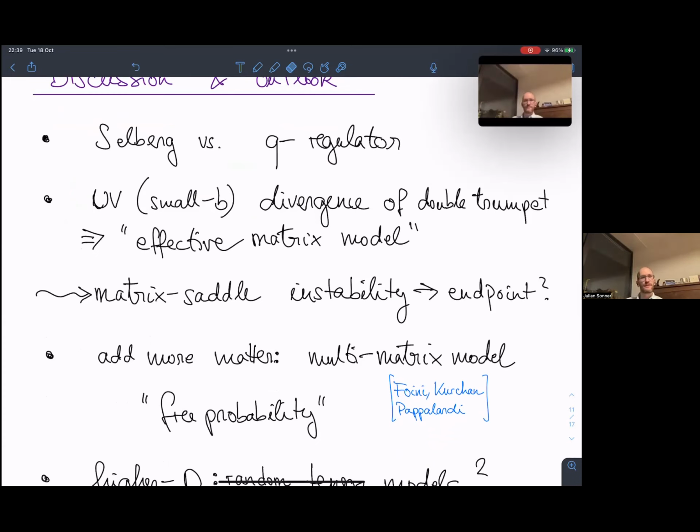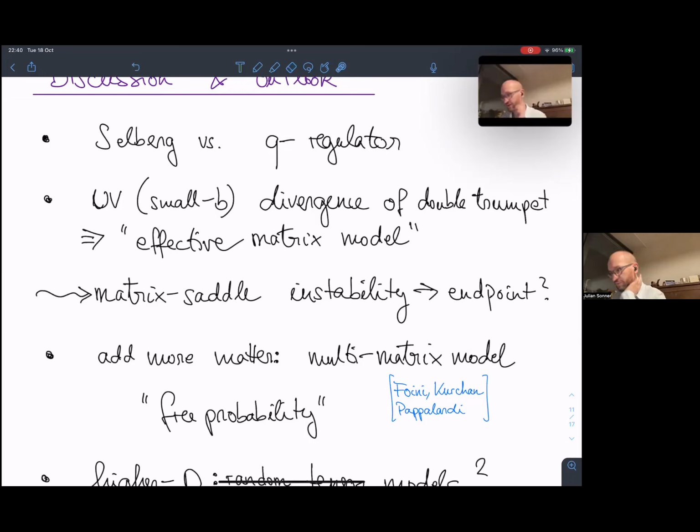Another puzzling feature is that the theory actually is sick. The JT plus matter theory is sick in the sense that there is a UV divergence when, for example, in this wormhole geometry, the length of the wormhole becomes too small.